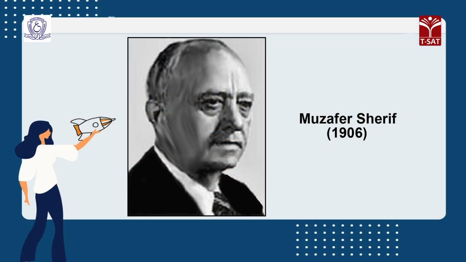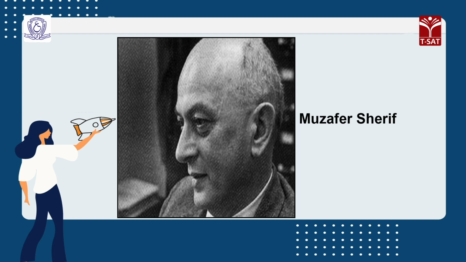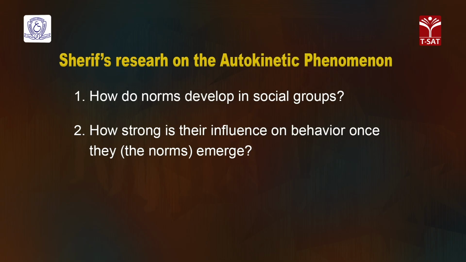Now let us learn about Sherif's research on the autokinetic phenomenon. A clear illustration of private acceptance of social influence was provided many years ago by another founder of social psychology, Muzafer Sherif, in 1937. He was interested in several questions, but among these, two were most important. How do norms develop in social groups, and how strong is their influence on behavior once the norms emerge?